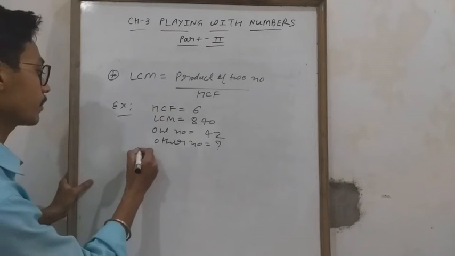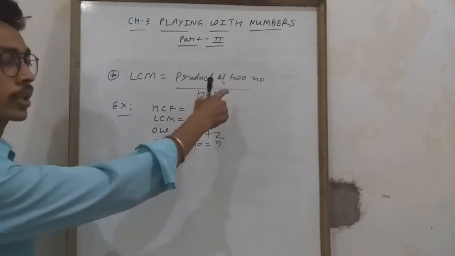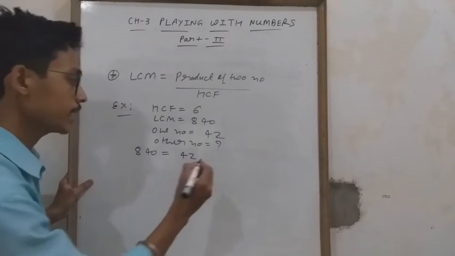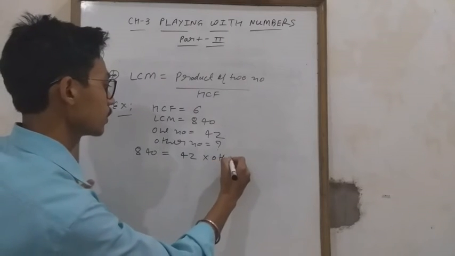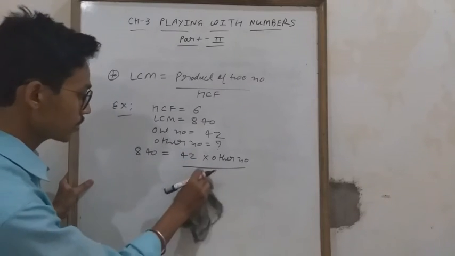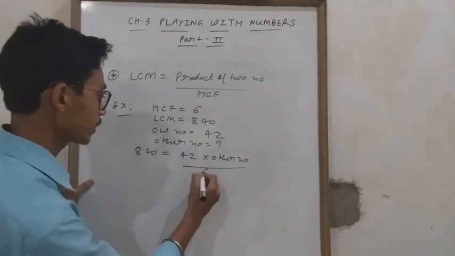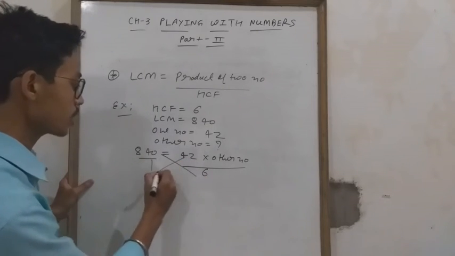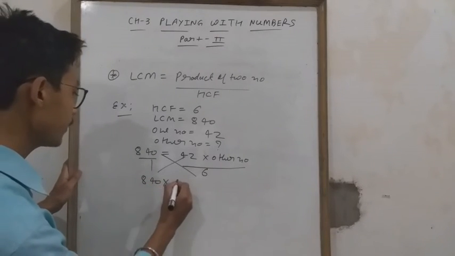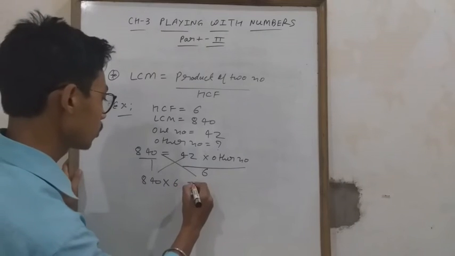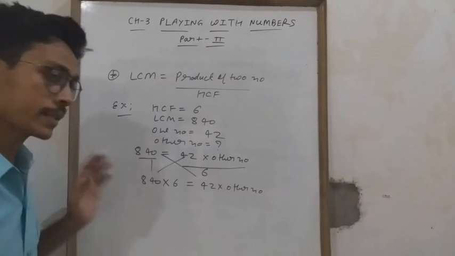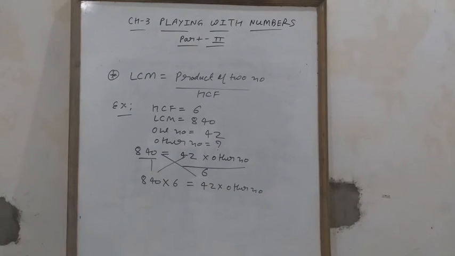LCM. You will put LCM 840 is equal to product of two numbers, that is N1 into N2. That is, first number, one number is 42 which is given, student. The other number you don't know. You will write the other number upon HCF. HCF, student, what? It is given. See student, the value of HCF is given, what? 6. Now everyone knows cross multiplication. Okay. So here you can write 840 multiply by 6 equal to 42 multiply by the other number. Is that clear everyone? Because you are doing cross multiplication.